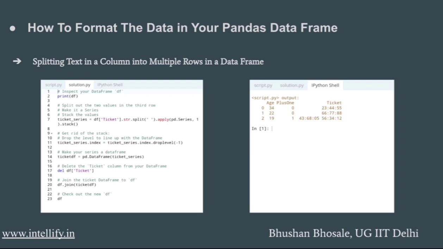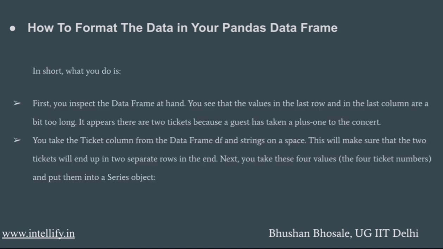All right, now in short, what we have done is, first you inspect the data frame at hand. You see that the values in your last row and the last column are a bit too long. It appears there are two tickets because a guest has taken a +1 to the concert. You take the tickets column from the data frame df and split the strings on a space. This will make sure that the two tickets end up in two separate rows in the end. Next, you take these four ticket numbers and put them into a series object. Okay, so that is what we have done.